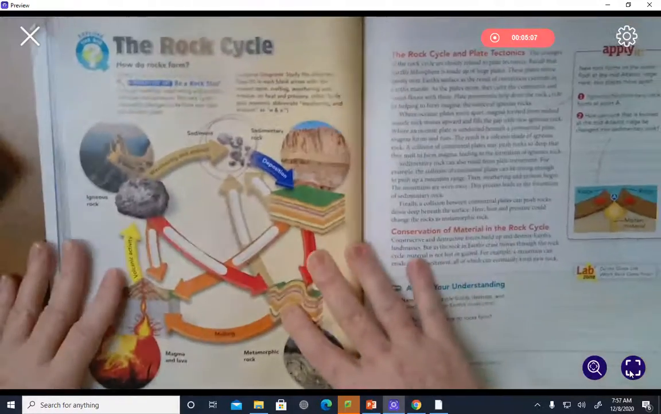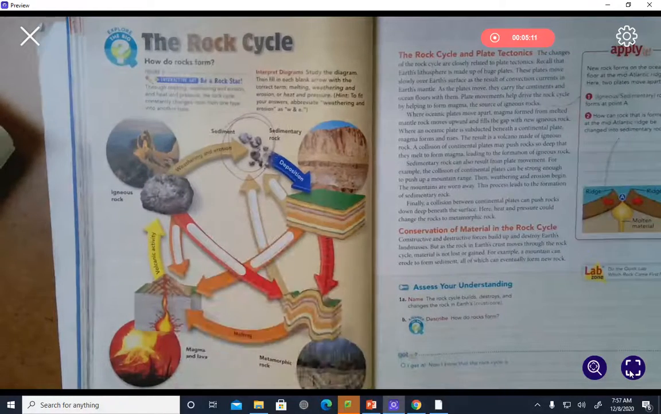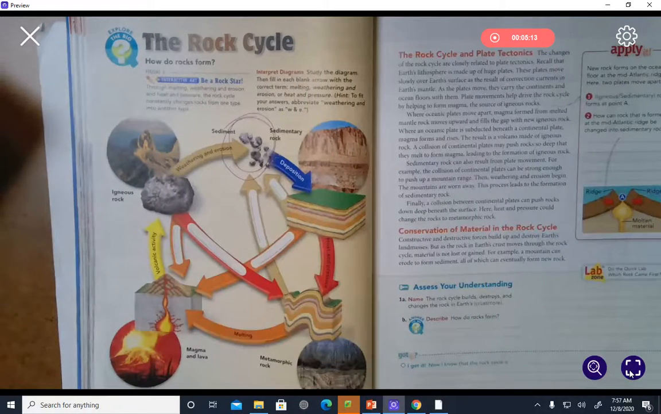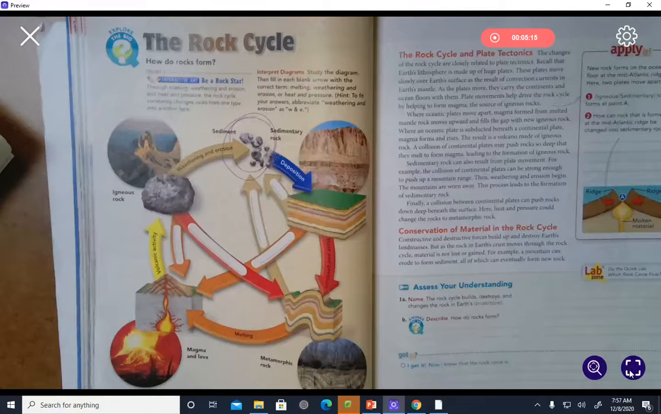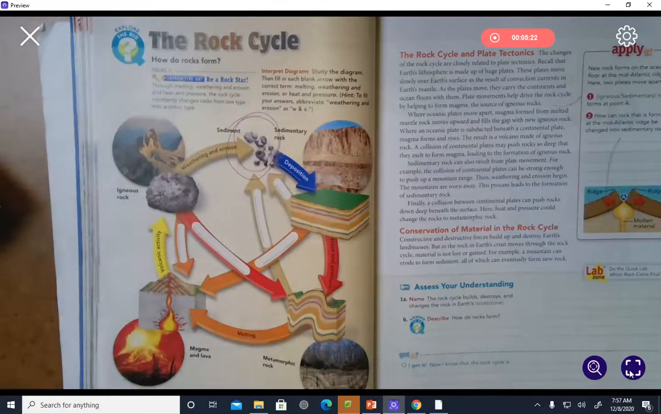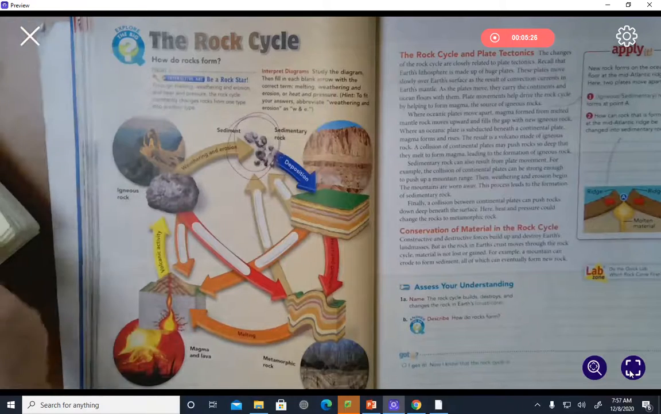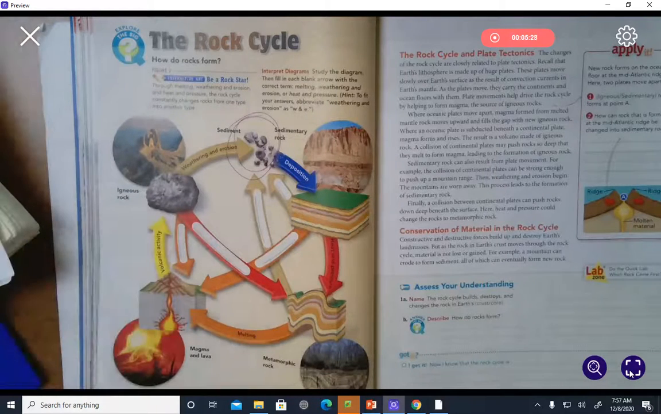Now, this is a really great page of the rock cycle. This looks very similar to the notes that you will be given on lesson 3, I believe this is 7. I'm looking for something over here on the side. Let's see what we're doing here.